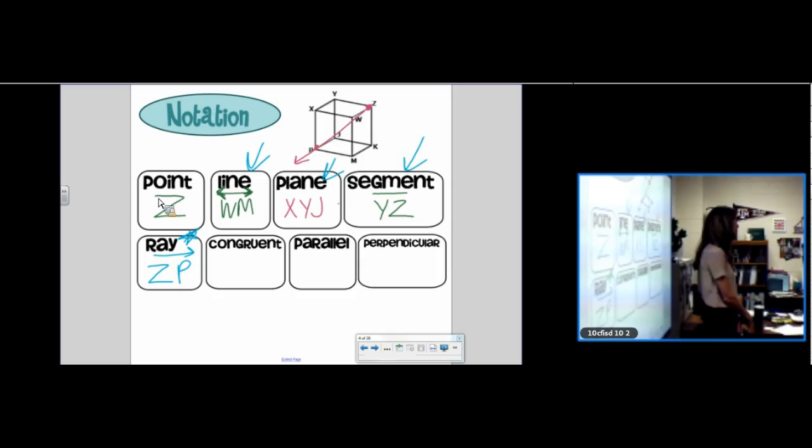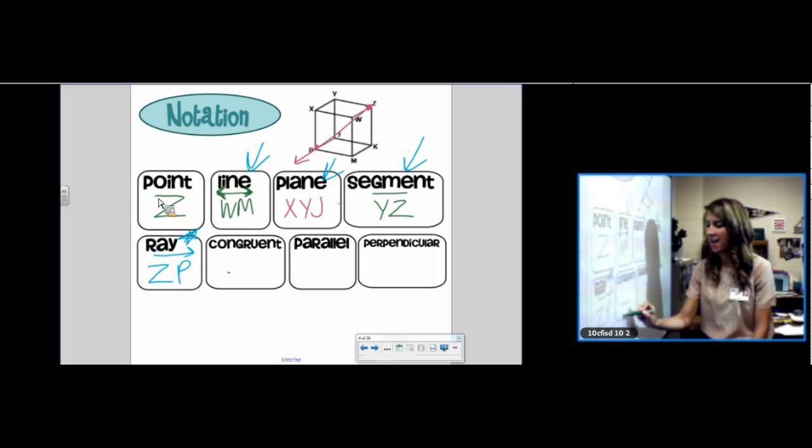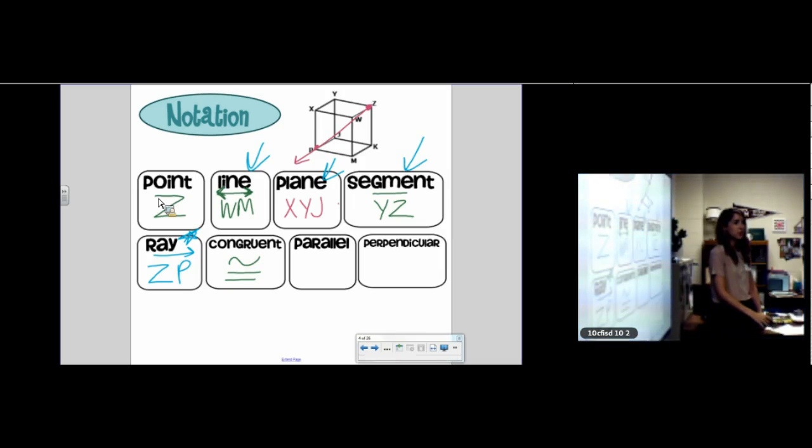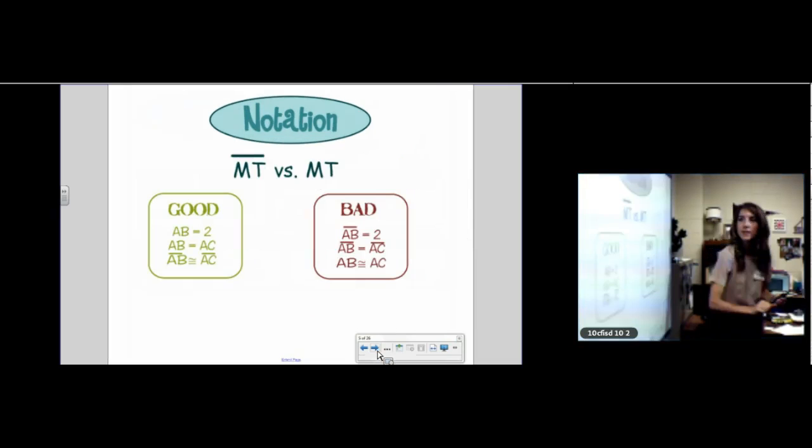We had it in our warm-up yesterday. It's an equal sign with a tilde or squiggly on top. So that's the sign for congruent. What's the symbol for parallel? Show me with your arms. Yep, just like that. Parallel. And what was the symbol for perpendicular? A capital letter what? Upside down. An upside down capital letter T.